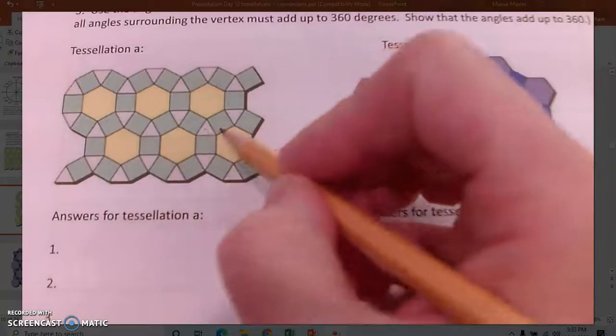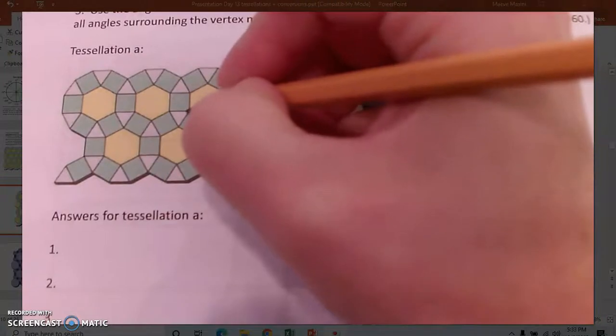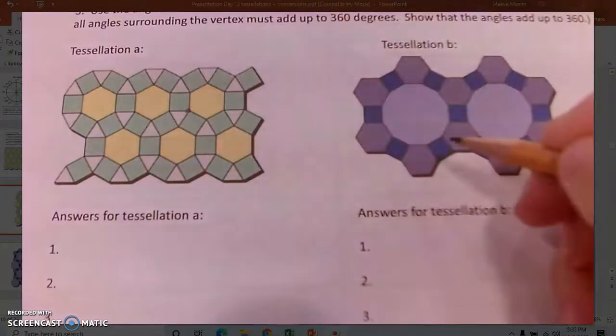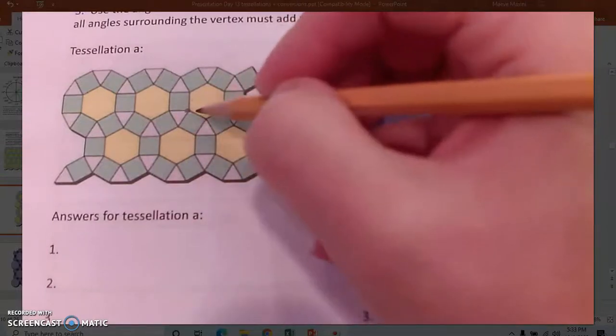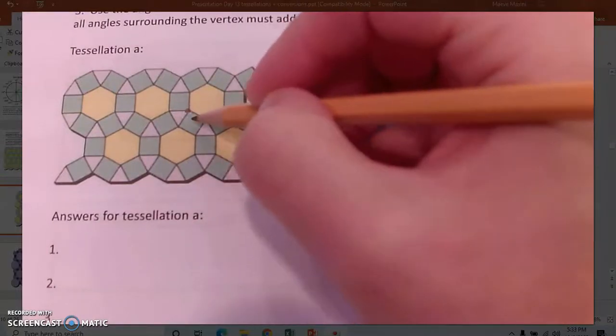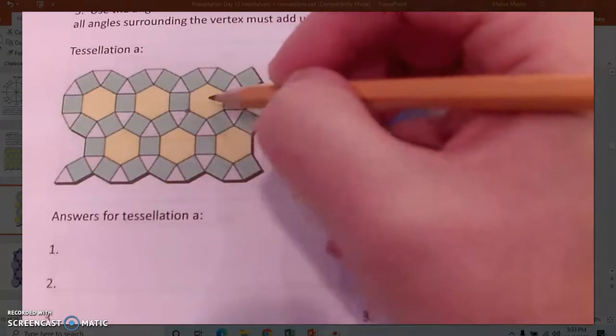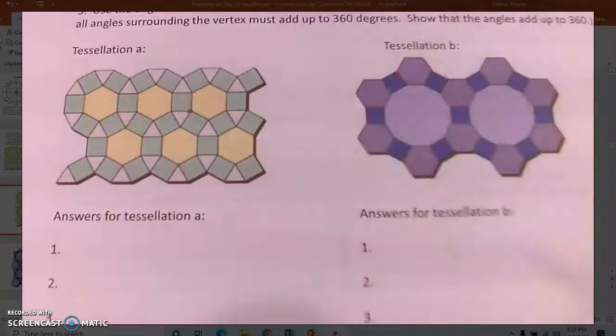So step 1 is we're going to just write down the shapes. Like we just said, if I pick any vertex, I'm going to see what shapes are coming together at that vertex. I'm going to have a triangle, 2 squares, and then this is a hexagon, okay? So let's write that down.